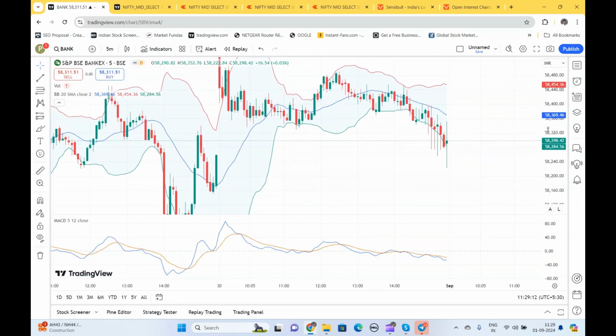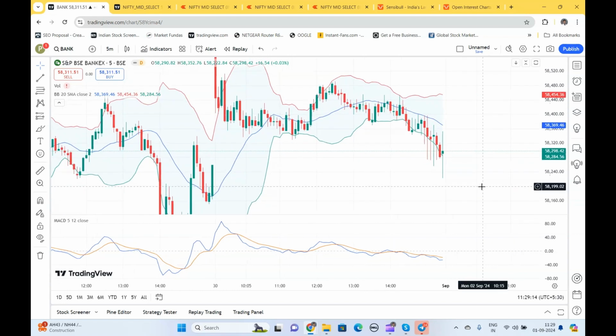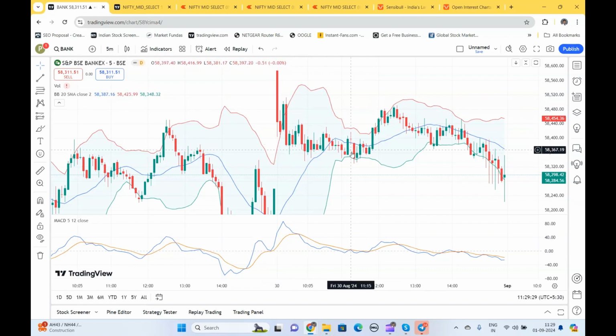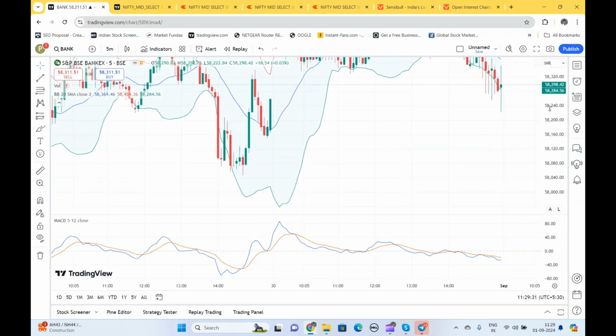You can use 5 minutes. 5 minutes also works the same way. It came down, but came back inside the Bollinger Band. Whenever it touches up, it comes back. Touches up, definitely came back. See that? Went up, touched, stayed there, came back. Bollinger Band works like that. It works pretty well. Success rate is 70%.